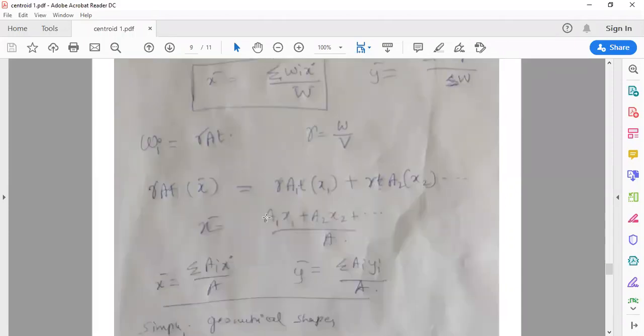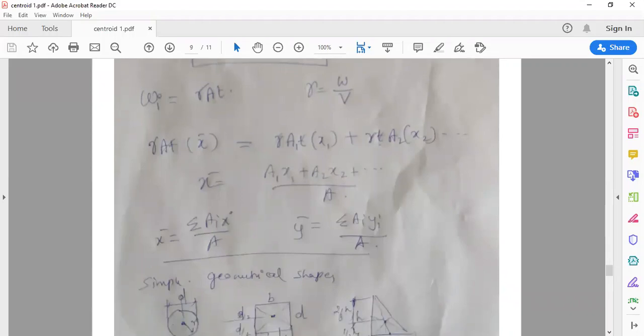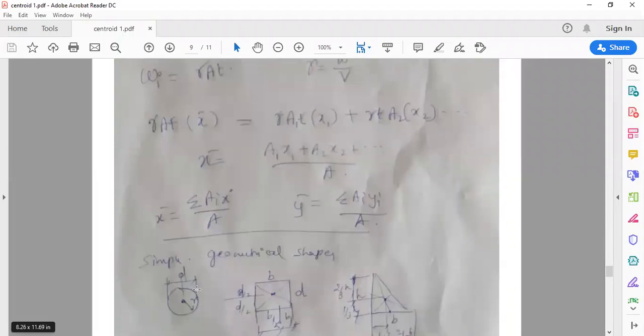So we'll see the centroid of some of the common geometrical shapes. What are the common geometrical shapes we can see? Circle, rectangle, triangle, semicircle, quadrant. So where does the centroid of a circle having radius r lie? When r is the radius, area is equal to pi r square. The centroid of the circle always lies at the center, having diameter d or radius r.